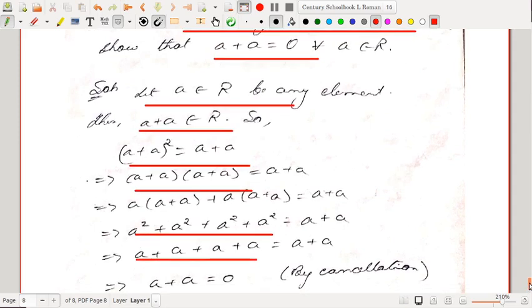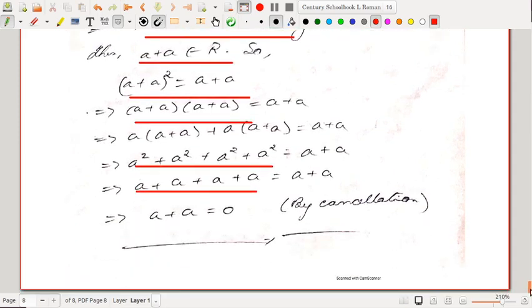So these are some of the problems related to subrings and rings. In the very next lecture we will be starting with integral domain, the concept of zero divisors, integral domain, divisibility, those things.